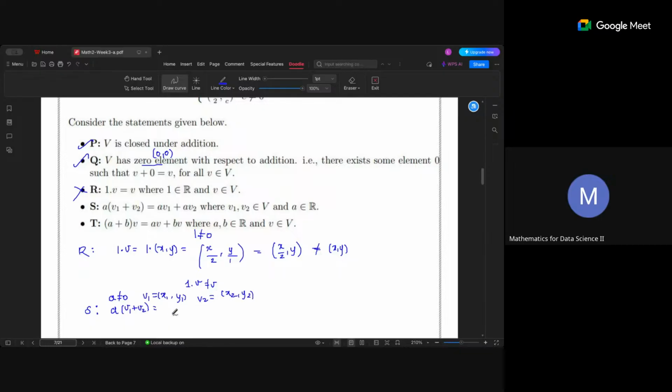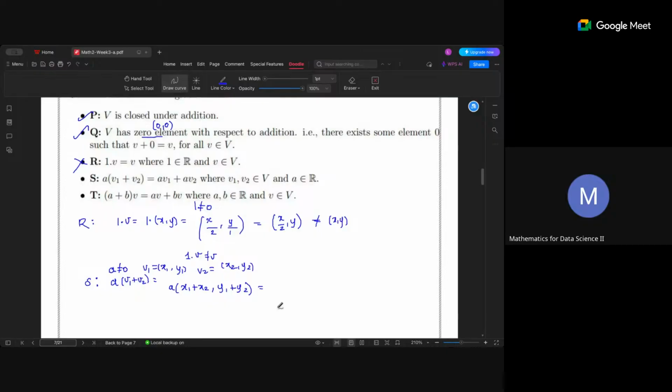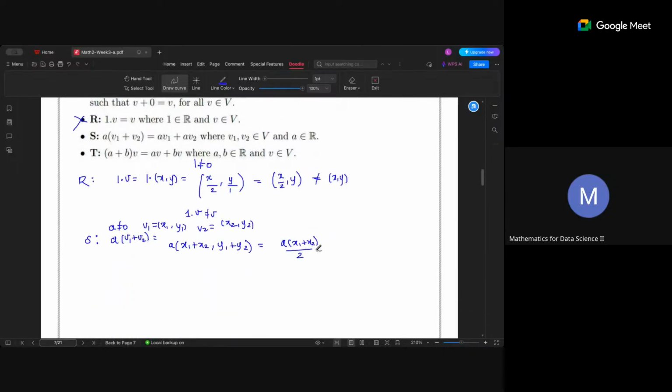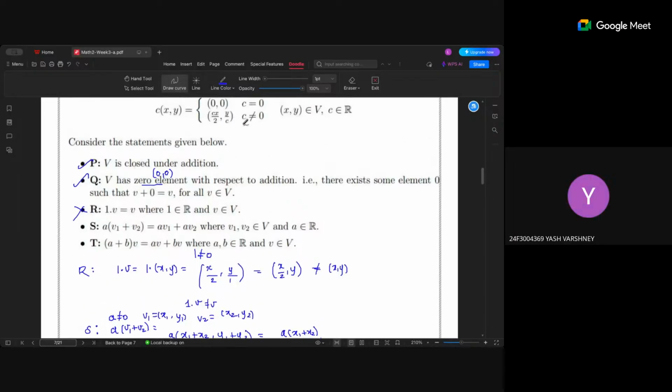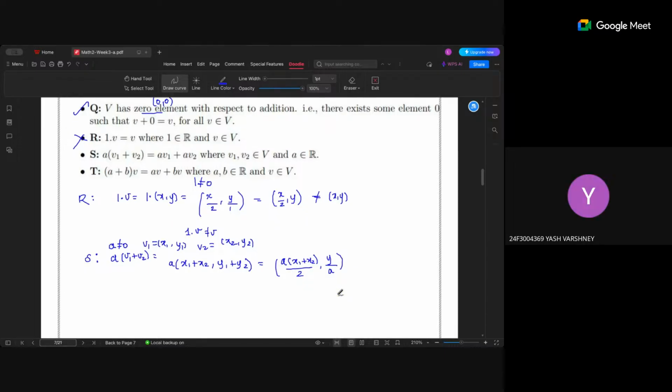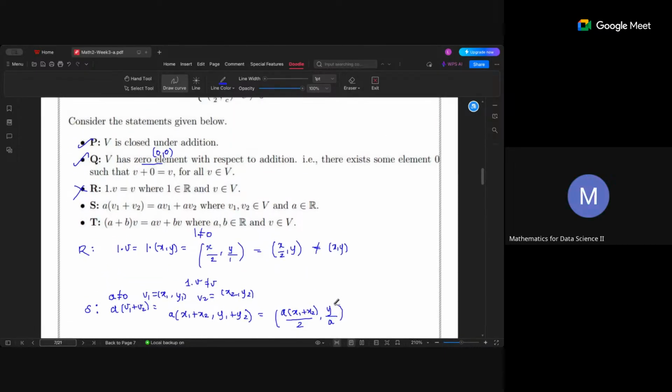Now what is V1 plus V2? It is (x1 plus x2, y1 plus y2). Now what is the scalar multiplication? The scalar multiplication is A times (x1 plus x2) by 2, comma, (y1 plus y2) upon A. Ma'am, y1 plus y2 upon A. Oh yeah, sorry.